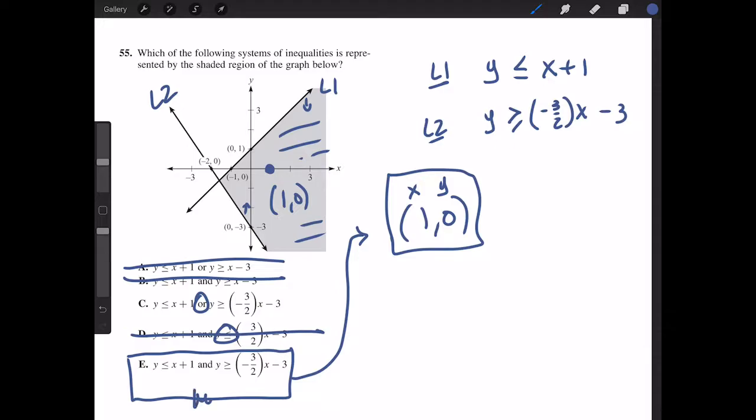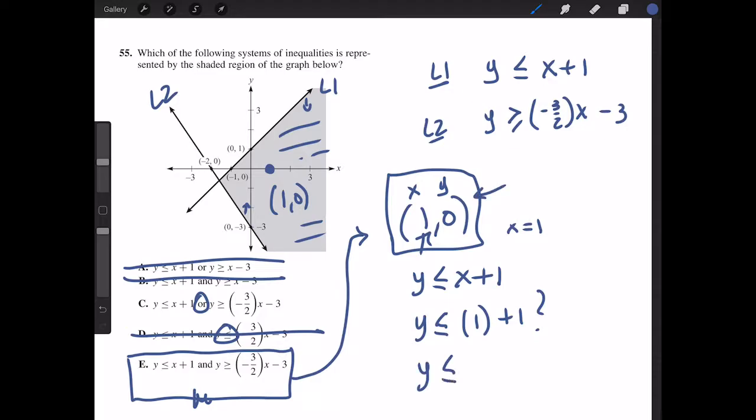So take the first part of this system of inequalities. y should be less than or equal to x plus 1. Well, which x value are we using? An x value of 1. So if x equals 1, let's plug it in. Is y less than or equal to 1 plus 1 when we use this coordinate? Well, 1 plus 1 is 2. So is y less than or equal to 2? Well, the y value is 0. So is 0 less than or equal to 2? Absolutely, yes, it is. So this part is true for this point 1 comma 0.